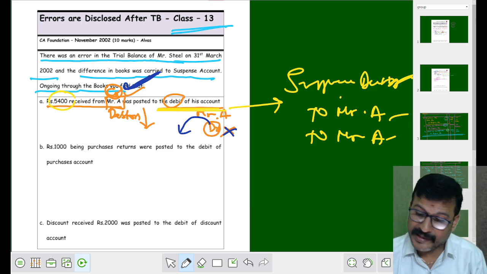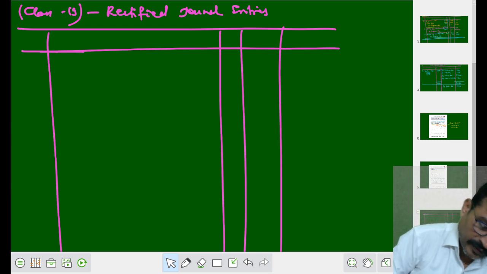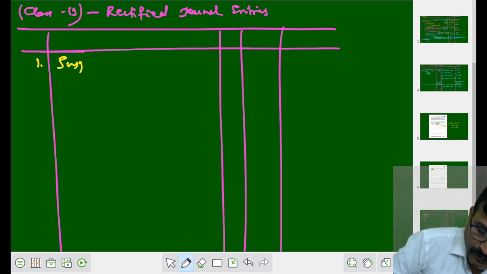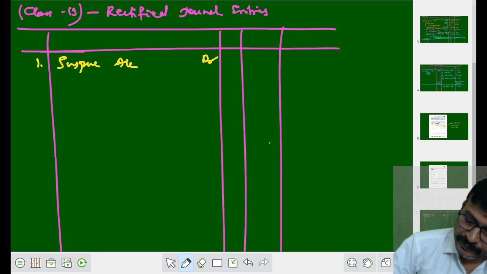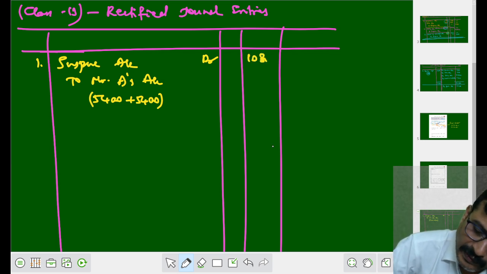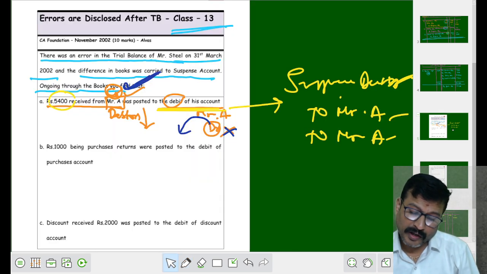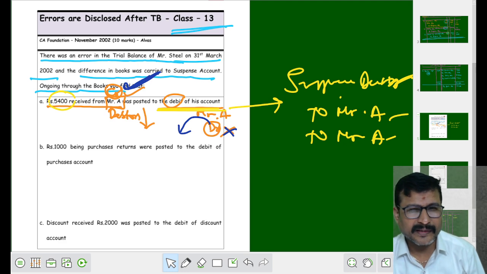So let me move on to the solution for this particular problem, my dear students. Here, what to write? The first entry: Suspense account debit to Mr. A's account. How much? 5,400, 5,400. Altogether how much? 10,800. Being wrong debit to Mr. A's account is rectified. I think you got it right.